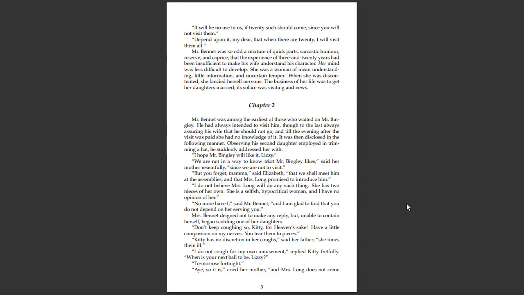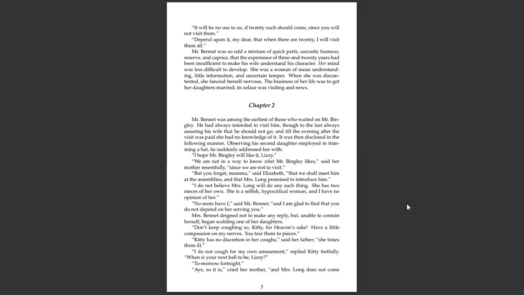So, chapter 2. Mr. Bennet was among the earliest of those who waited on Mr. Bingley. He had always intended to visit him, though to the last always assuring his wife that he should not go until the evening after the visit was paid.